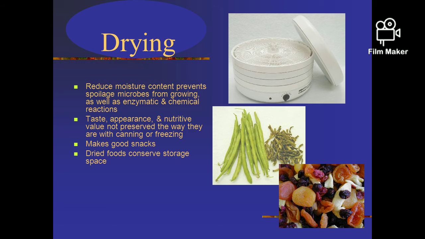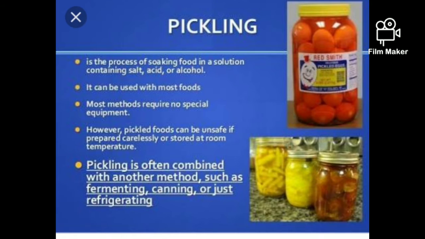Pickling is the process of soaking food in a solution containing salt, acid or alcohol. It can be used with most foods. Most methods require no special equipment. However, pickled food can be unsafe if prepared carelessly and stored at room temperature. Pickling is often combined with another method such as fermenting, canning, or just refrigerating.